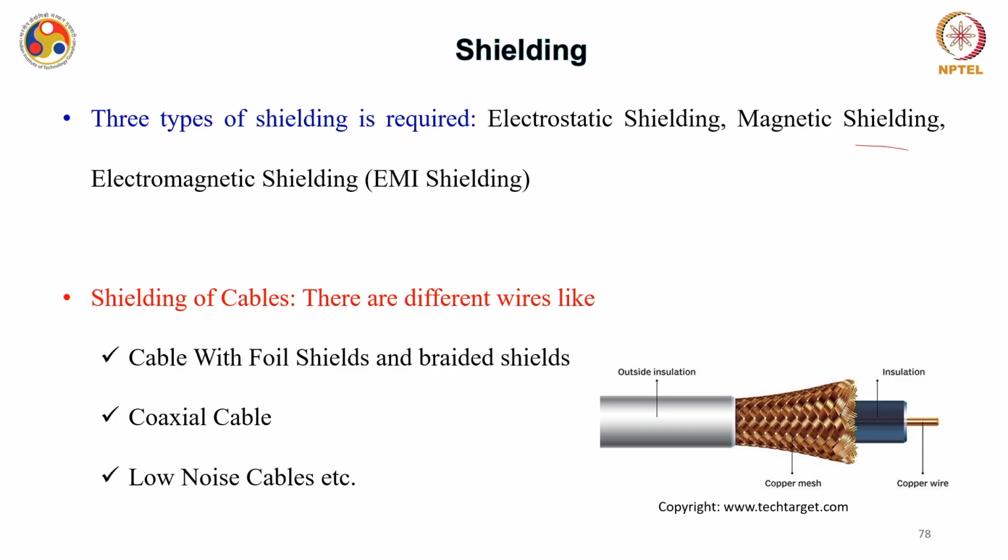We also saw shielding of cables, because this can be one of the major sources of interference. We have seen that a cable with foil shield and braided shield can be used, a coaxial cable can be used, and how shielding is provided in these coaxial cables and so on.